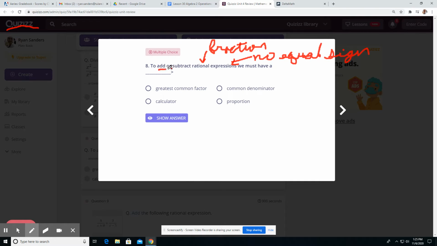So to add or subtract fractions with no equal sign, what do we have to do? We have to have the common denominator. All right, greatest common factor, that would be if you're factoring, pulling something out. A calculator, that's just a distractor. Proportion, that would be if you're trying to do some sort of a similarity comparison. So common denominator.